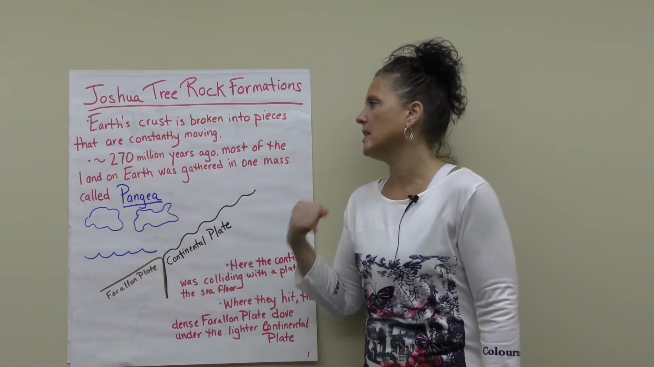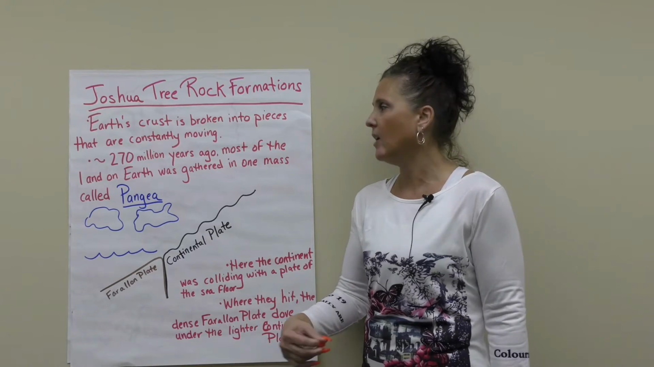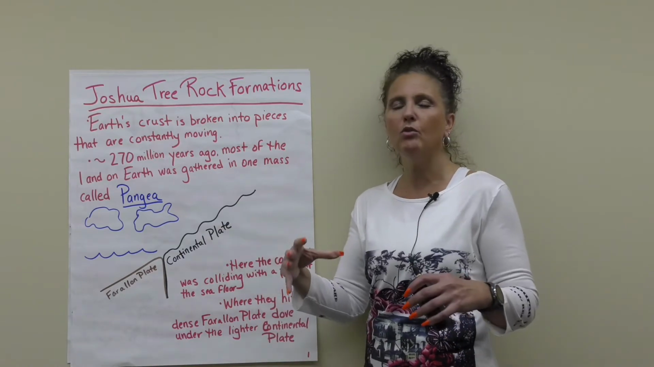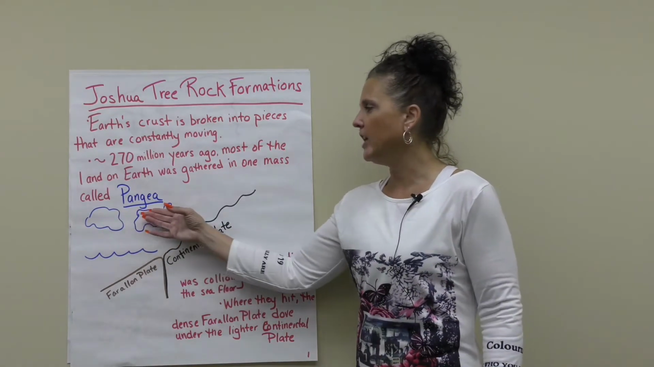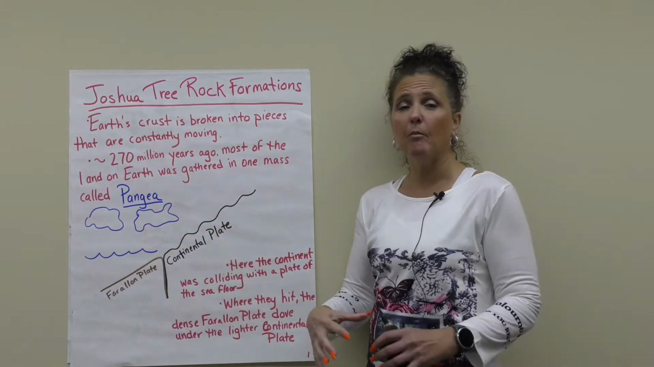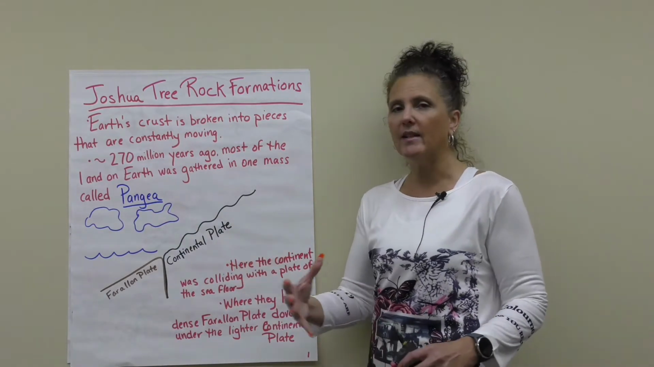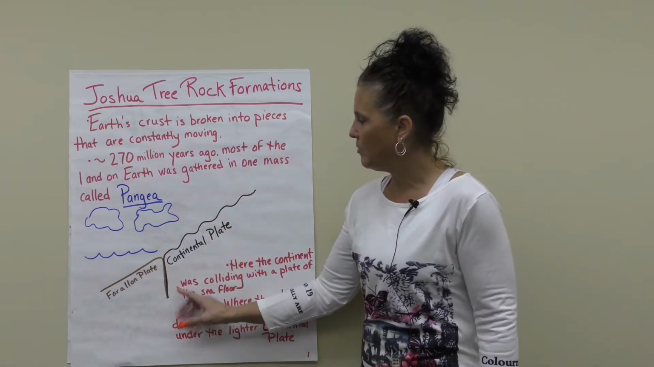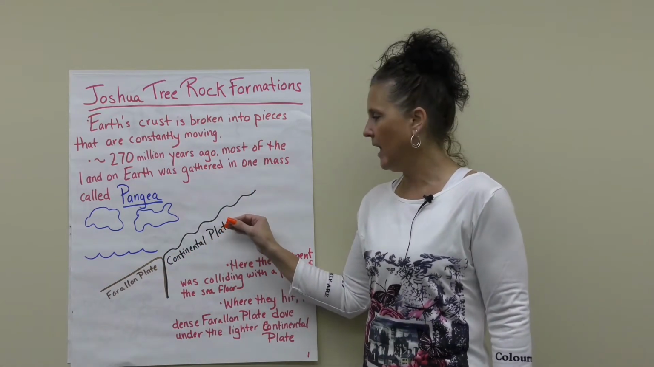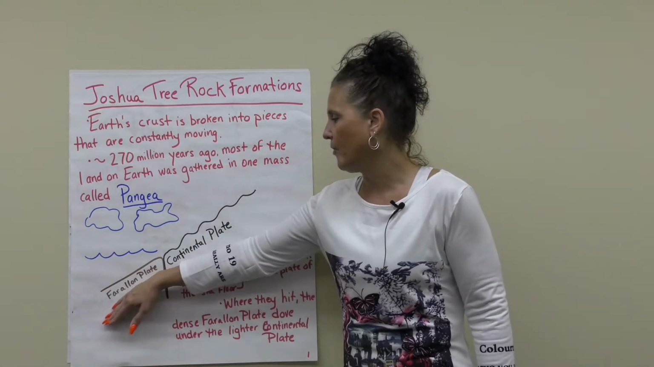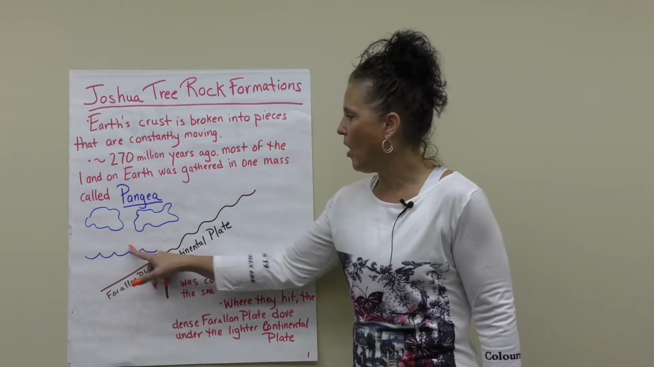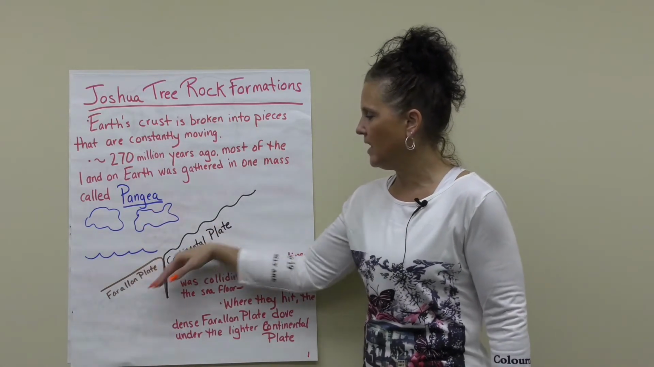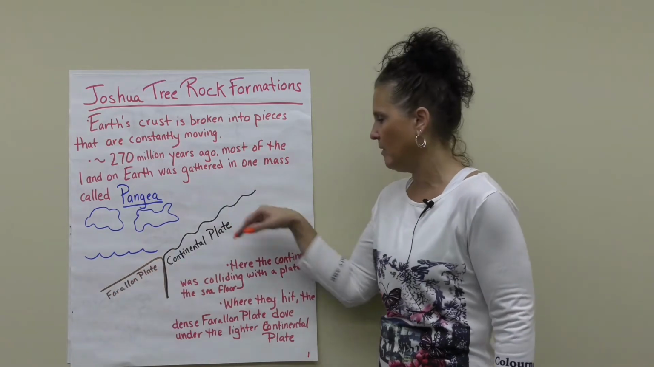About 270 million years ago, most of the land on the Earth was gathered into one huge landmass called Pangaea. And then that broke apart. We're going to look at how some of those things happened. Here we have the Continental Plate, which would be part of the actual continent, the landmass. And then this is the Farallon Plate. And this is the water, the ocean, and the clouds, so you can understand that some of this is underwater and some of it isn't.